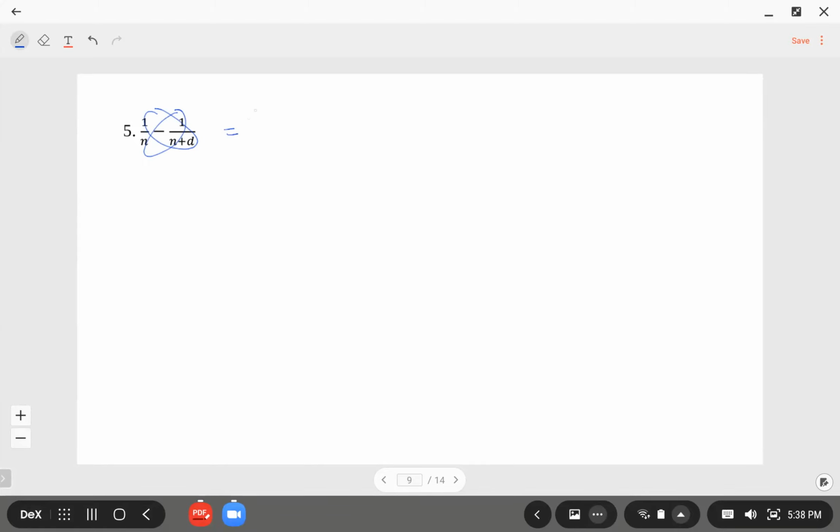So basically we get n plus d minus n over n times n plus d. We basically just combine the fractions into one fraction with a common denominator. And after we do that, we can just cancel the n's out because they cancel each other out. And then this will be a suitable answer. And Stephen, you do not need to multiply out to n squared plus nd again because a factored form is the most simplified.